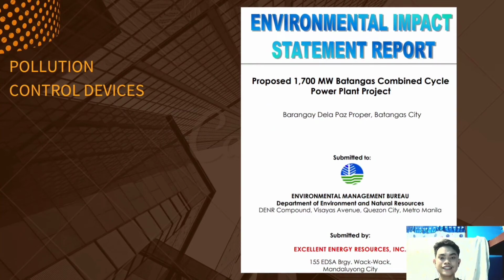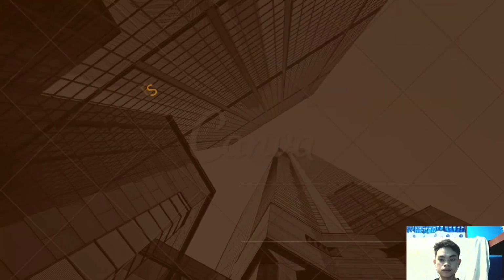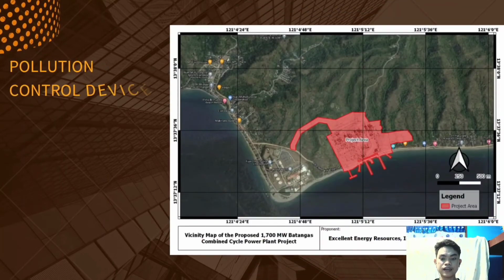So, this is the Environmental Impact Statement report submitted by Excellent Energy Resources Incorporated. It is for the proposed 1,700 megawatts Batangas Combined Cycle Power Plant project. And this is the vicinity map of the proposed 1,700 megawatts Batangas Combined Cycle Power Plant project.